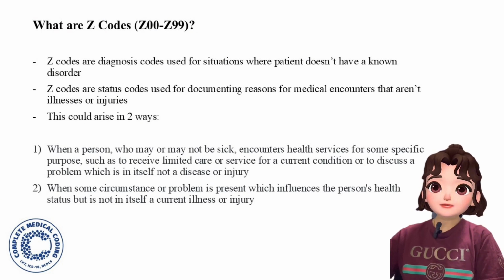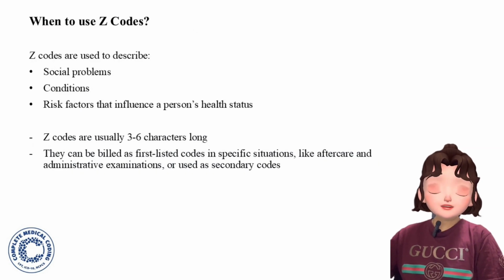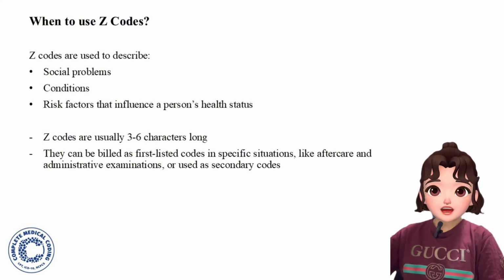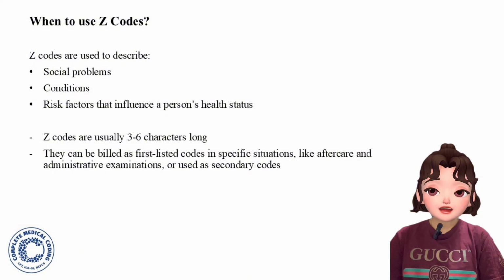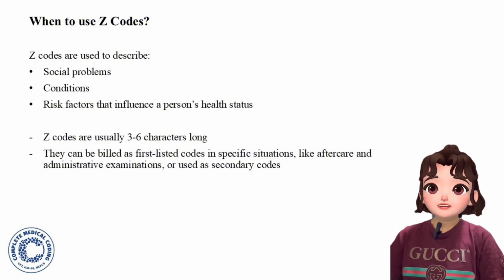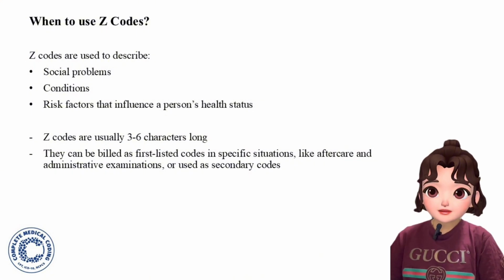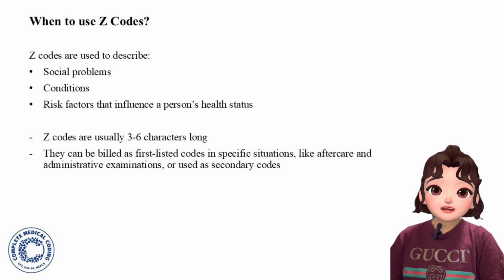Okay. Now, when to use Z codes? Z codes are used to describe social problems, conditions, and risk factors that influence a patient's health status. Okay. We will discuss in detail. Z codes are usually 3 to 6 characters long. Only up to 6 characters. There won't be any 7th character in Z code usually.